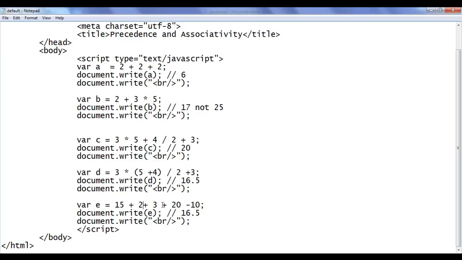Then we have plus, plus, plus, minus. We know that additive operators have left to right associativity. So 15 plus 2 is 17. 17 plus 3 is 20. 20 plus 20 is 40. 40 minus 10 is 30. Equal to sign has right to left associativity. So 30 will be assigned to the left hand side variable E. We get the output here 30 on the screen.